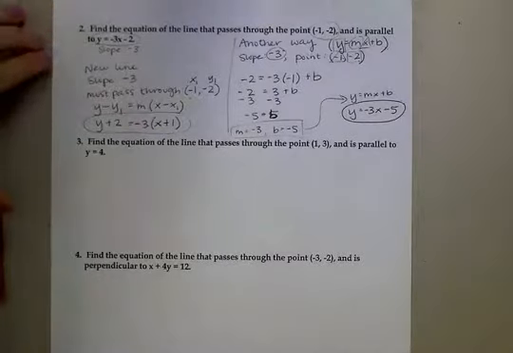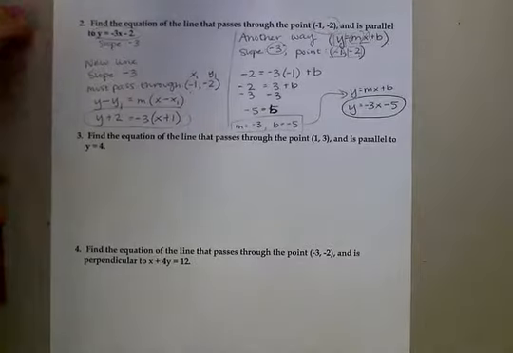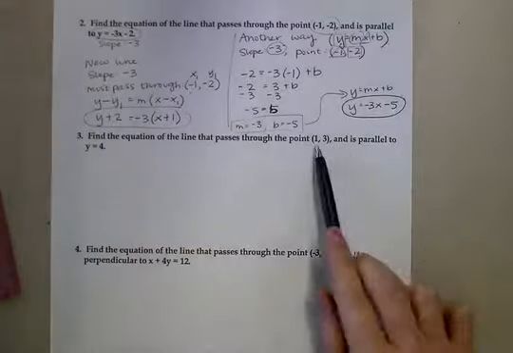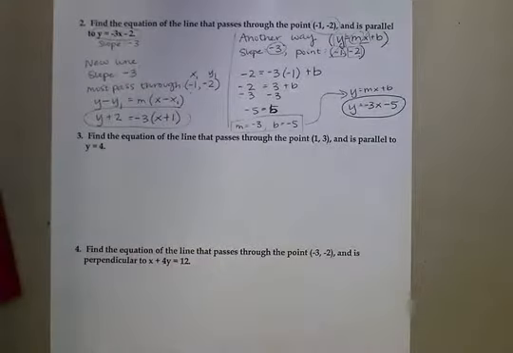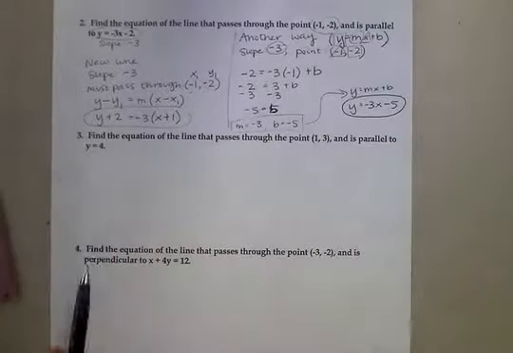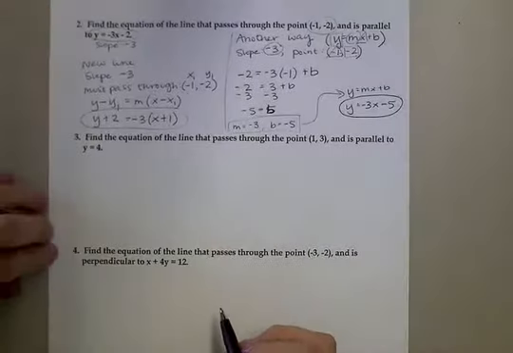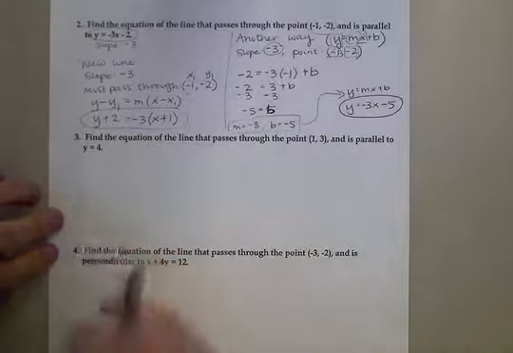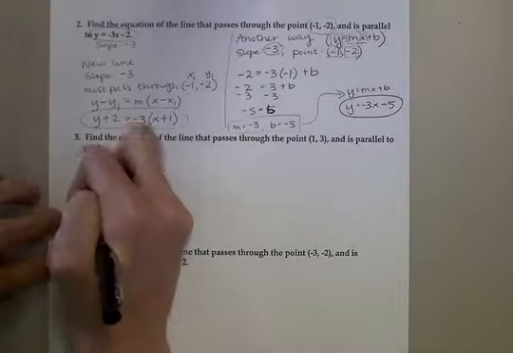All right, let's go ahead and take a look at this next example. So we need to find the equation of the line that passes through the point 1, 3 and is parallel to y equals 4. Now, y equals 4, I think that was a special type of equation. Let's make a table and then draw a graph, and we'll see if we can remember what was special about these types of equations.